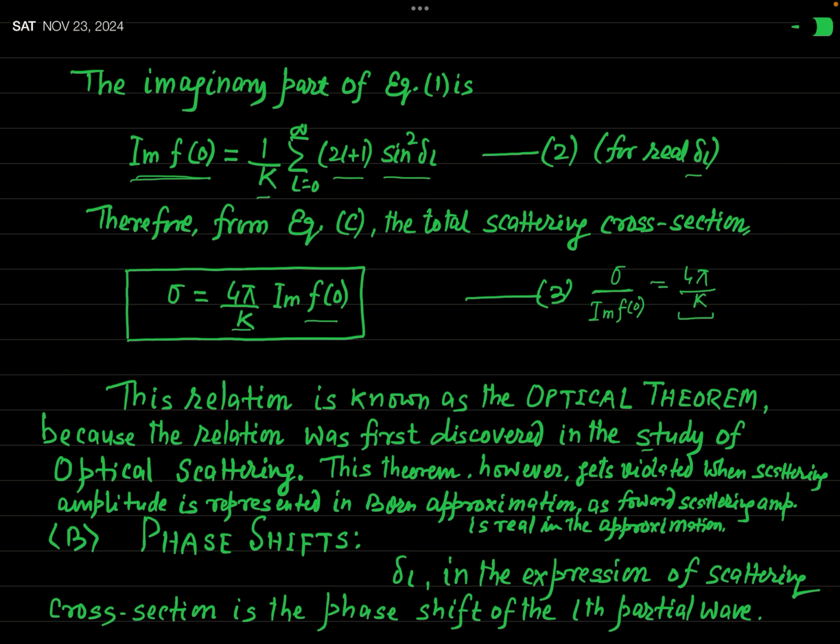Why is this result called the optical theorem? The reason behind this is that it was first discovered in the study of optical scattering. It means this was discovered for the scattering of light waves, and that's why this theorem is known as the optical theorem.